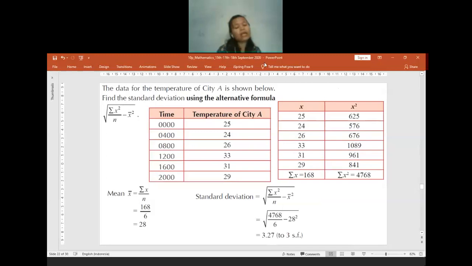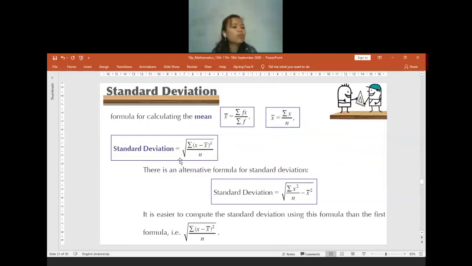Okay. So now for finding the standard deviation, we are going to find the sigma x square divided by n minus x bar square. Because there are two formulas, as I told you before, for standard deviation, and it's easier to calculate the standard deviation using the second formula. That's why I use the second formula. You can use either one, the answer will be the same. But the second formula will have less counting. That's why we are going to calculate it using the second formula.